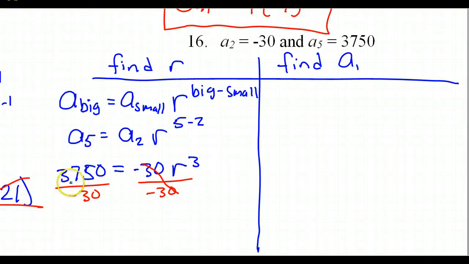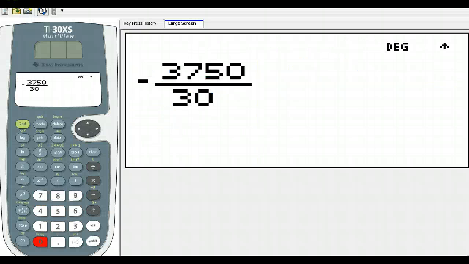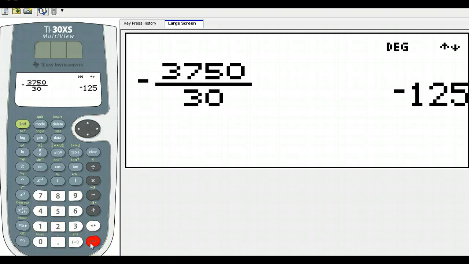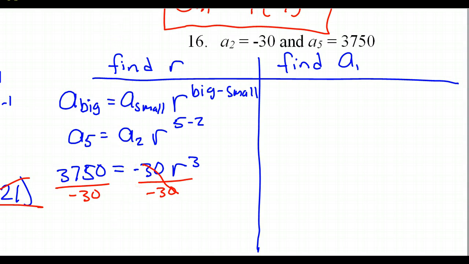Okay, I kind of put the negative sign in the wrong place, but same difference. I need 3,750 divided by negative 30. All right, that's the same as what I have going on here. So that gives me negative 125. So that means r to the third power is equal to negative 125.